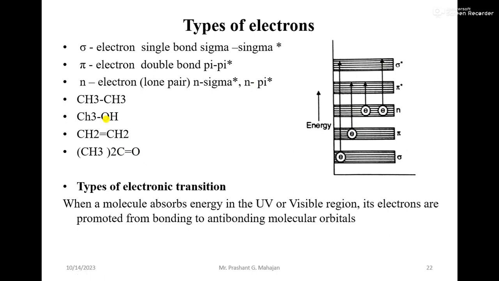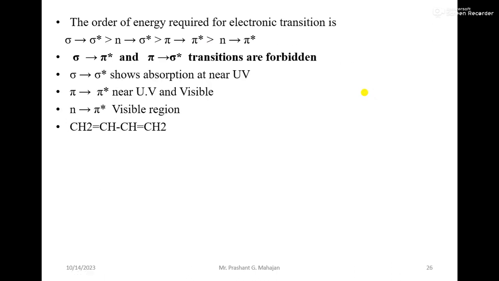So sigma to sigma star requires higher energy, as you can see in the diagram. Then second is n to sigma star, then pi to pi star, and then n to pi star. So this is the order of energy. You can see here, first is sigma to sigma star, then n to sigma star, then pi to pi star, and then n to pi star. This is energy order, and wavelength order will be reverse. Second thing, sigma to pi star and pi to sigma star are forbidden transitions. So this is related to the electronic transitions occurring in the UV visible region. Thank you.